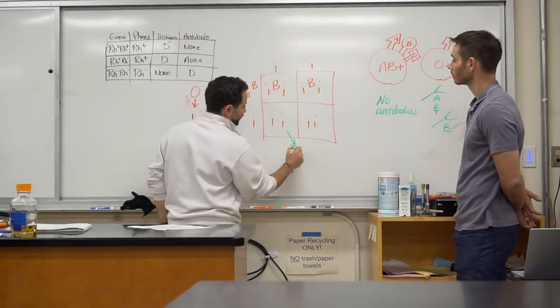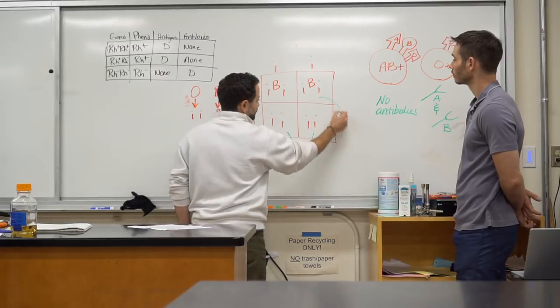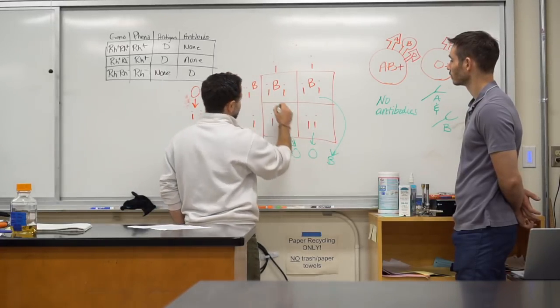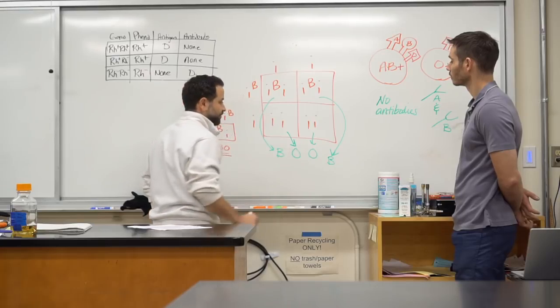Phenotypes here, basically O. Phenotype here is going to be O. Phenotype here is going to be B. Phenotype here is going to be B.